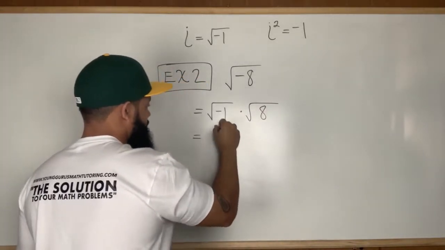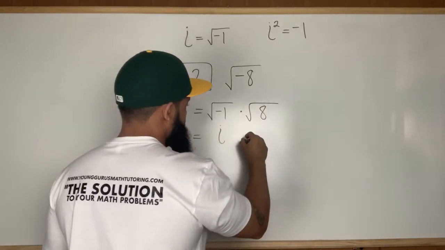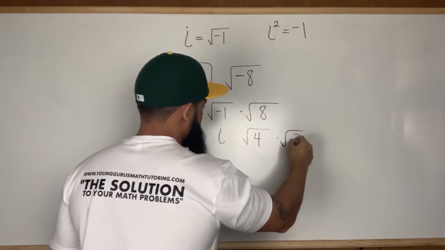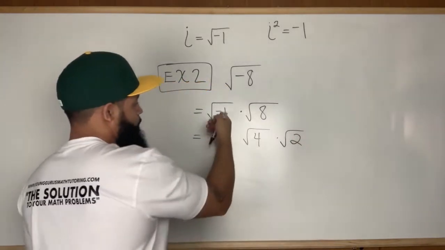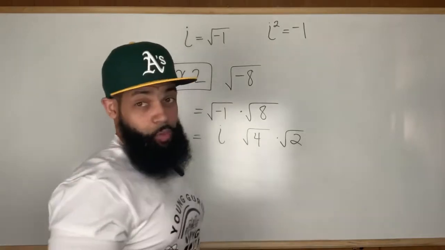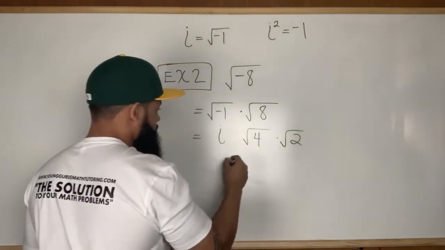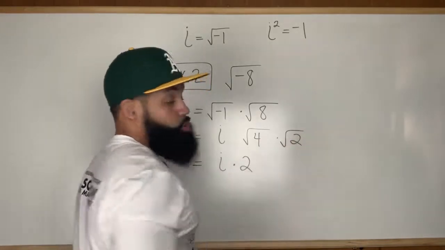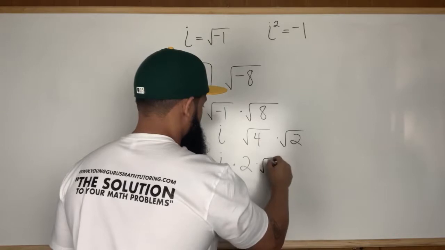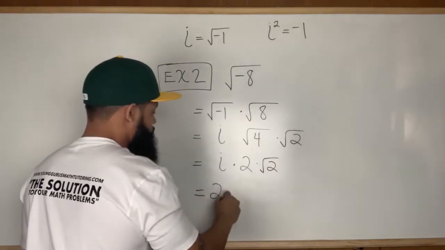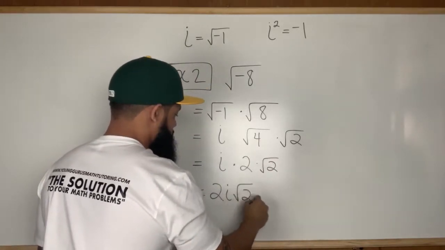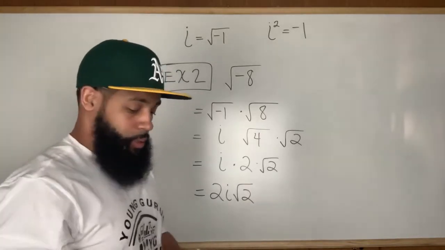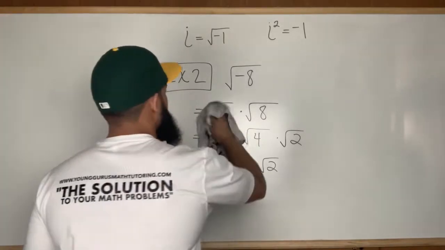Well, this equals I, and then I can break this down a little more. This actually equals the square root of 4 times the square root of 2, okay? So we have square root of -1 is equal to I. Square root of 4 is equal to 2. So I have I times 2, and then square root of 2 is not a perfect square number, so times the square root of 2. So I get 2I times the square root of 2. All right. Let's look at another one.